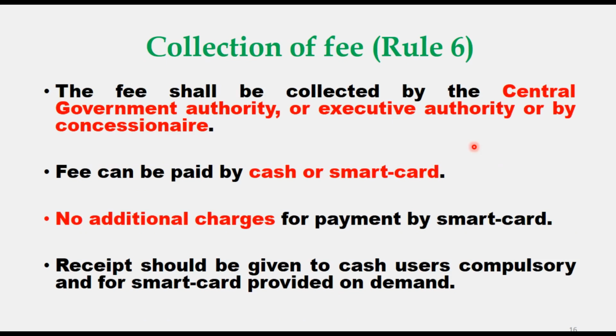Rule 6 provides the procedure of collection of fee, and it says that fee shall be collected by the central government authority or executive authority or by the concessionaire. Fee can be paid either in cash or through smart card, and no additional charge will be made for payment by smart card. It also says that a receipt should be given to a cash user compulsorily and for smart card on demand.